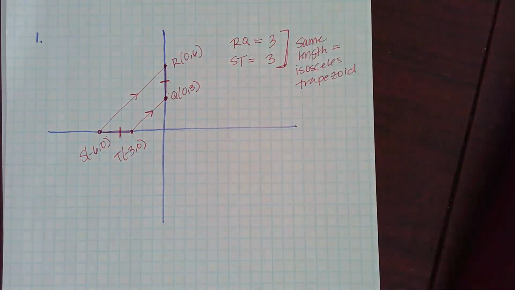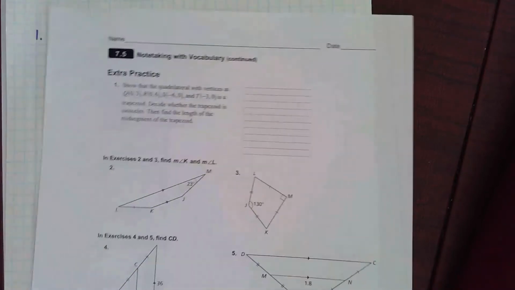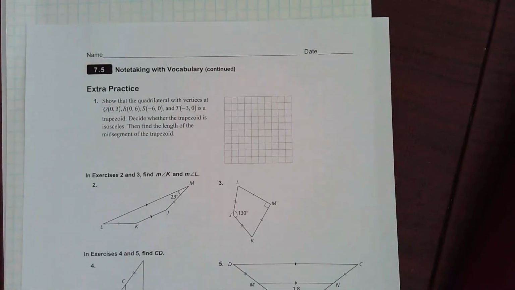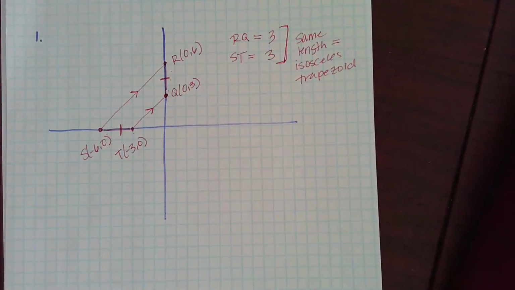Okay. So next part, if you read the directions, it says decide whether the trapezoid is isosceles. So we did that. Then find the length of the midsegment. Oh, I forgot to do the first part. So let me go back to this. It says show that the quadrilateral with vertices Q, R, S, T is a trapezoid. I kind of assumed that it was. So let's go back and show that it is.